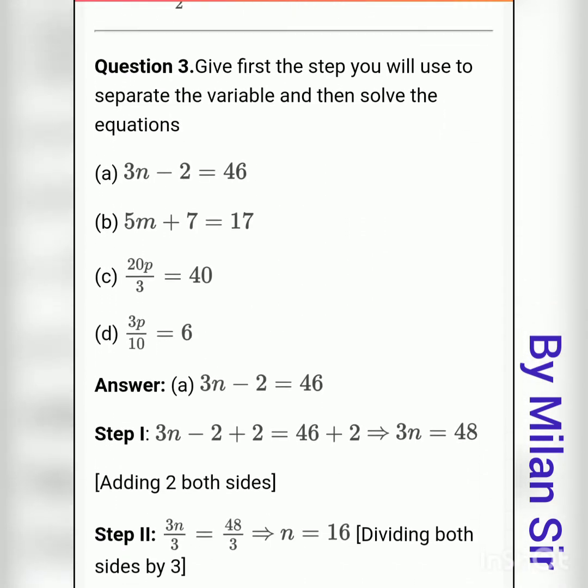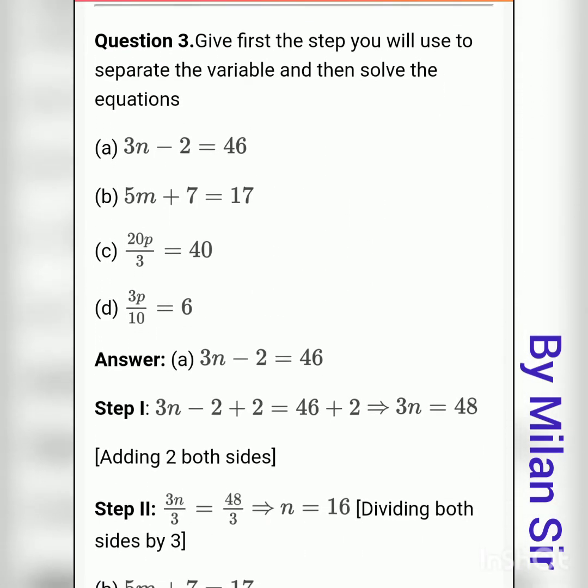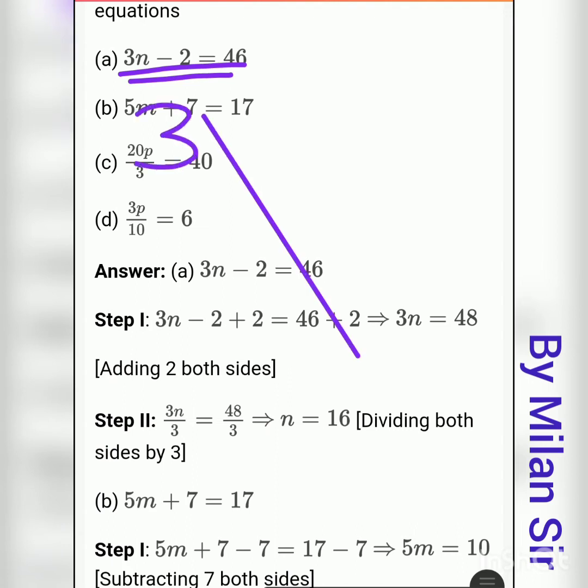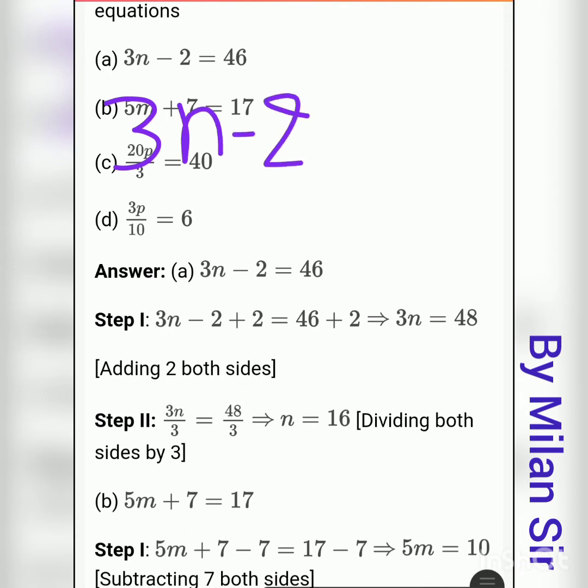After that, question number 3. Here we even need to solve this equation. Now both the steps are combined, that means question 1 and question 2 are combinedly given here. We need to solve one by one. First question is 3n minus 2 is equals to 46. Here we need to find the value of n.